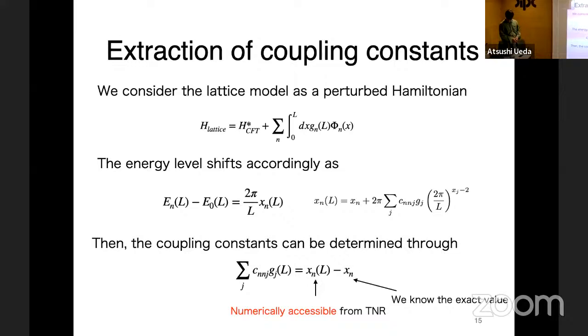Okay, let me briefly summarize. First, we start from the perturbed Hamiltonian from the scale invariant Hamiltonian. And then we calculated the perturbative correction to the scaling dimension, it's this one. And thus this g_JL can be calculated by subtracting the true value from X_n,L. And this X_n,L, as I explained before, can be numerically accessed from the TNR. So basically you subtract the true value and get the running coupling constants.